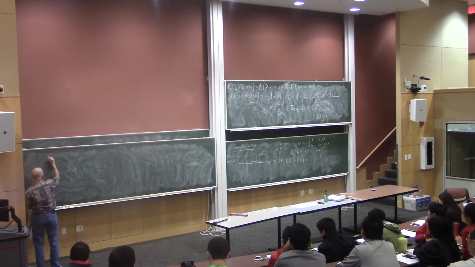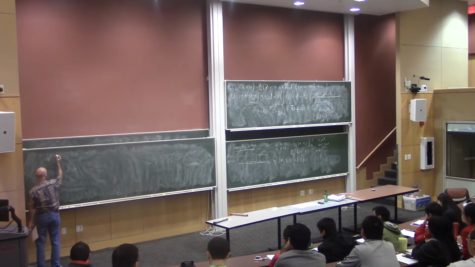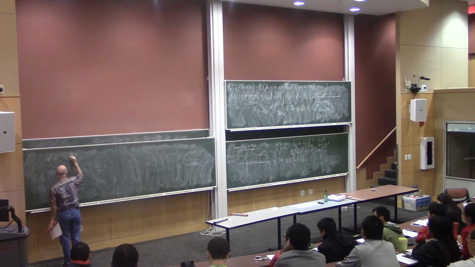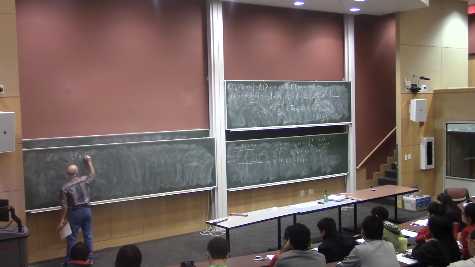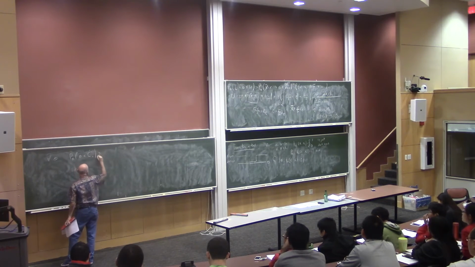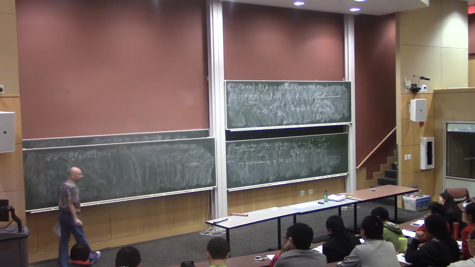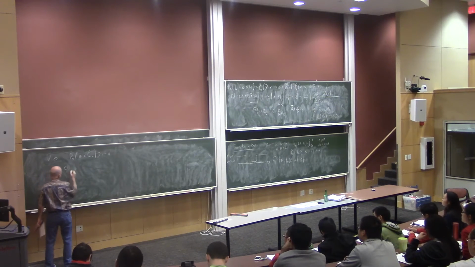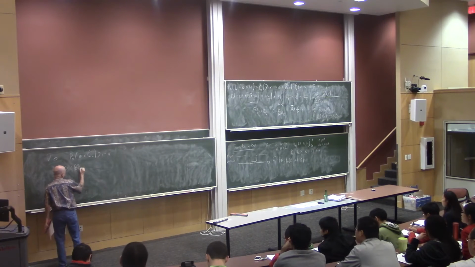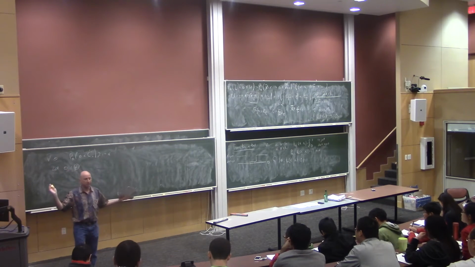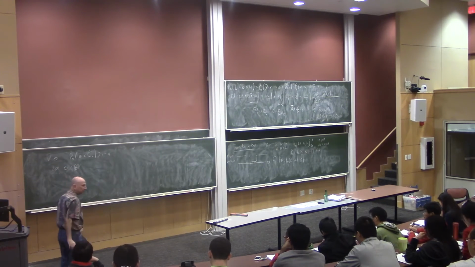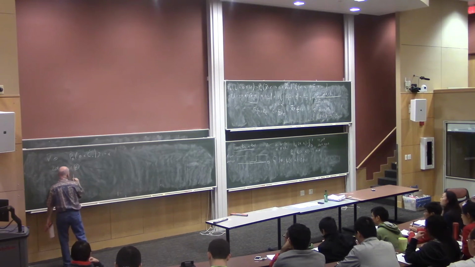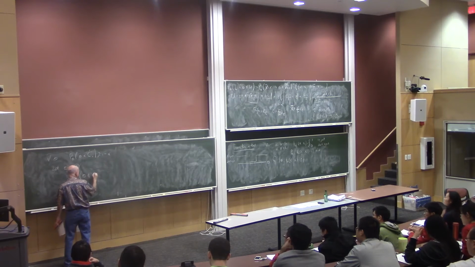So I claim that no matter what the true value is, the probability that this traps the true value is at least 1 minus alpha. The proof is very simple. Pick any theta. Let theta denote the true value. The true value is something, I don't know what it is, just call it theta. What is the probability that I fail to capture this?